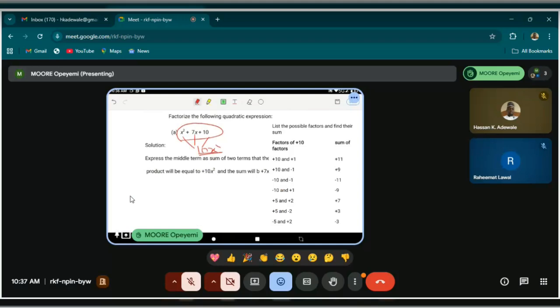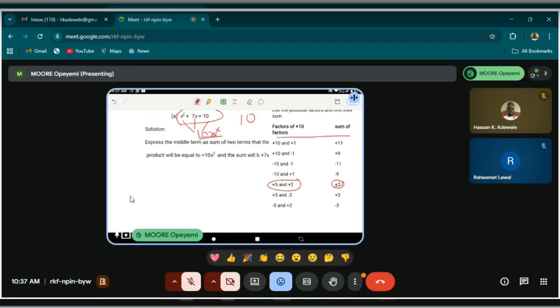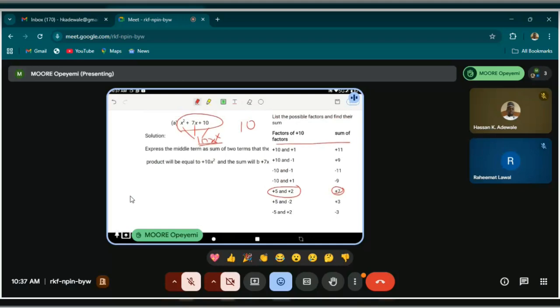Now, factors of plus 10. We have plus 10 and 1, 10 and minus 1, and the rest. Then sum, which of them will give us plus 7? If you look at it very well, this is the one that gives us plus 7. What are the factors? Plus 5 and 2. So because of that, the expression will become x squared. Instead of writing this 7 now, I am going to take these two terms. Then I have plus 5x. Remember there was x there. Then plus 2x. These 2 have replaced the 7 in the middle.